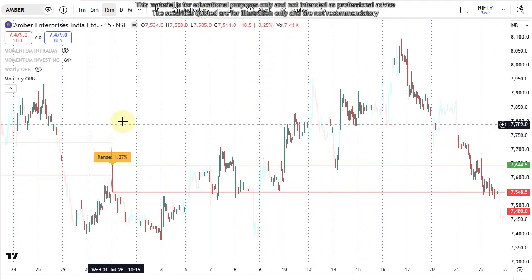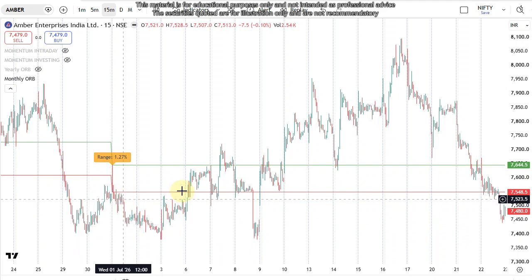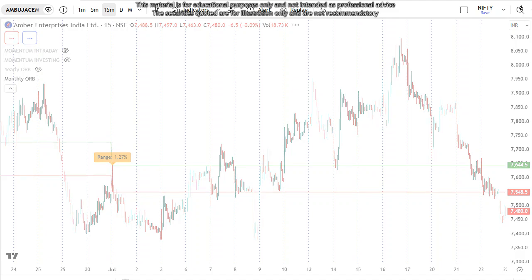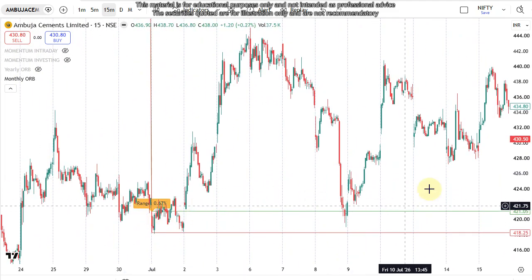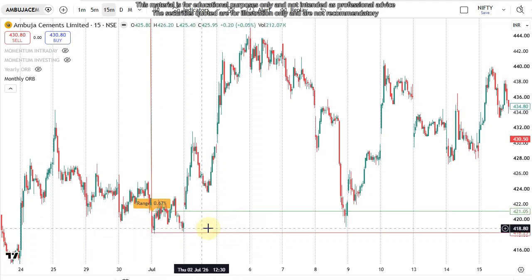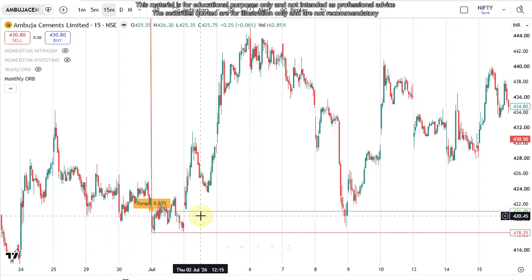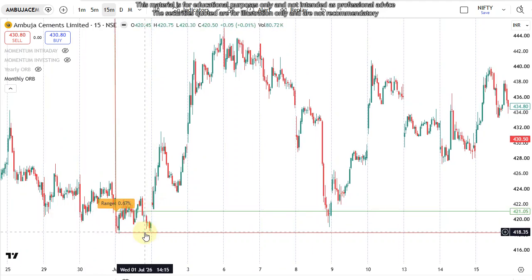After the calendar month opens and the first 15 minutes candle is completed, either during the market hour or after the market hour, you check all the F&O stocks. We recommend F&O stocks, and find out the stocks within the range of 1%. 1% will be better for the monthly ORB. So this stock is in the range of 0.67%. So this is our candidate.